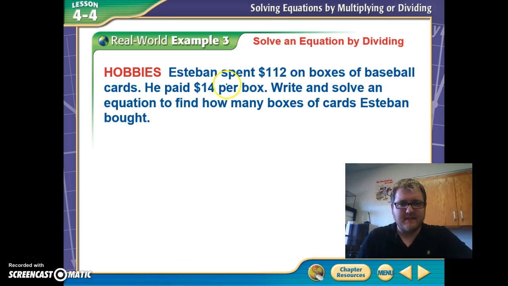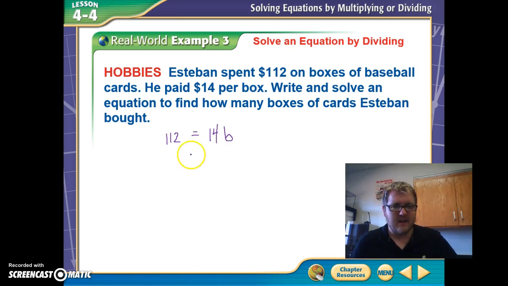And finally, we're going to look at a word problem. Esteban spent $112 on boxes of baseball cards. He paid $14 per box. Write and solve an equation to find how many boxes of cards Esteban bought. So if we know he spent a total of $112, we can say 112 equals $14 times the number of boxes he bought. We'll call it B for boxes or for baseball cards.